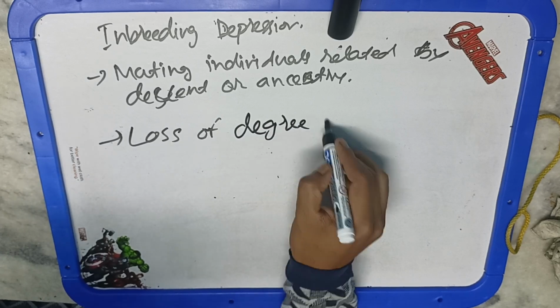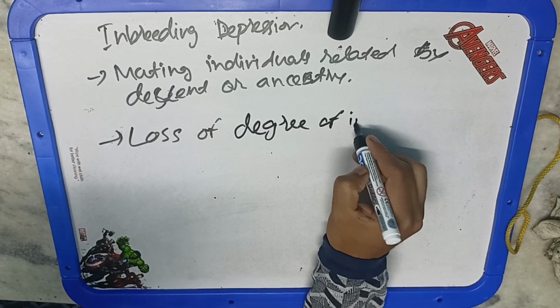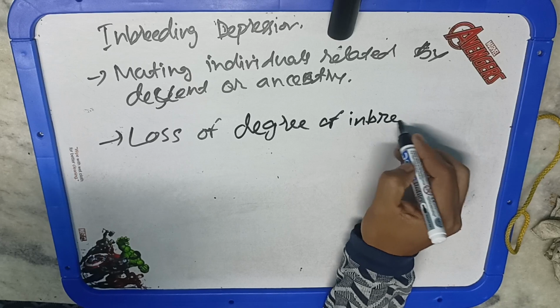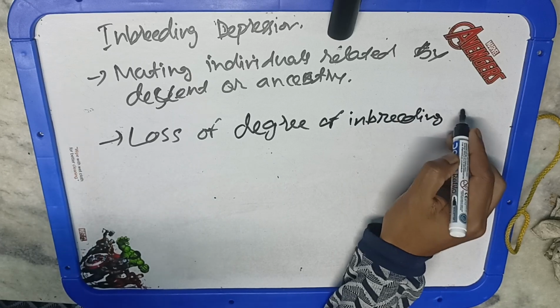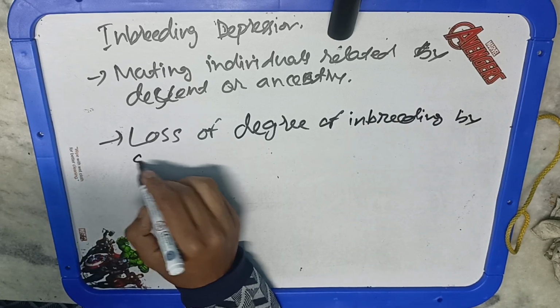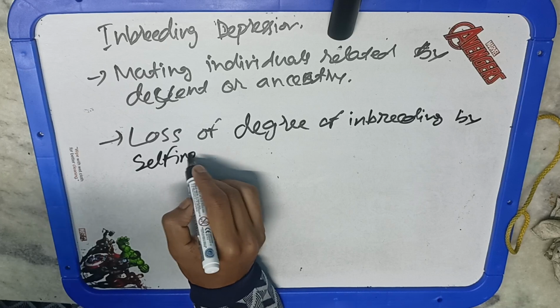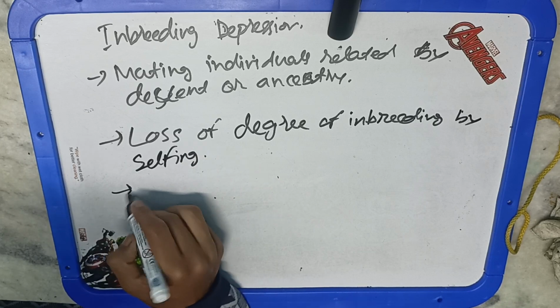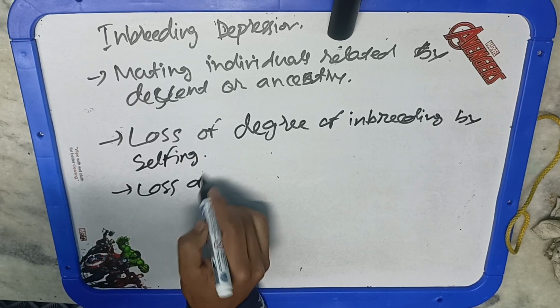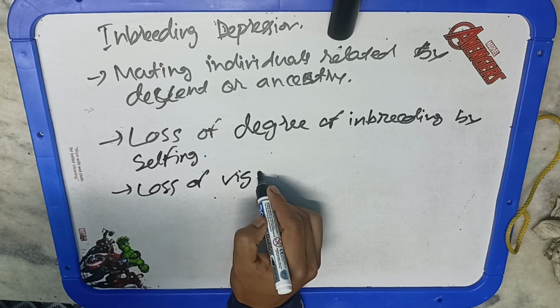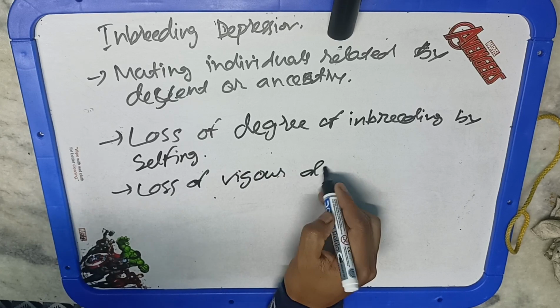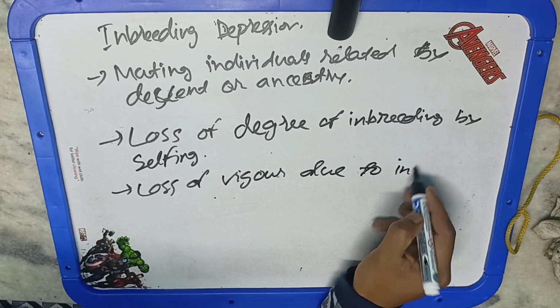Inbreeding depression may be defined as the reduction or loss in vigor. In heterosis, we were discussing hybrid vigor. Here we are talking about the loss in vigor and fertility as a result of inbreeding. It can be calculated as performance of F1 minus performance of F2, divided by the performance of F1, into 100. In this way, we can calculate the inbreeding depression.